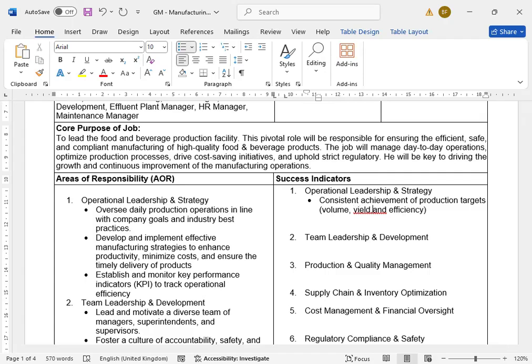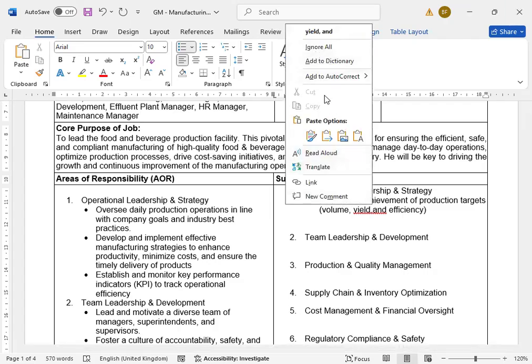What happened? I don't want this red color here. Ignore.